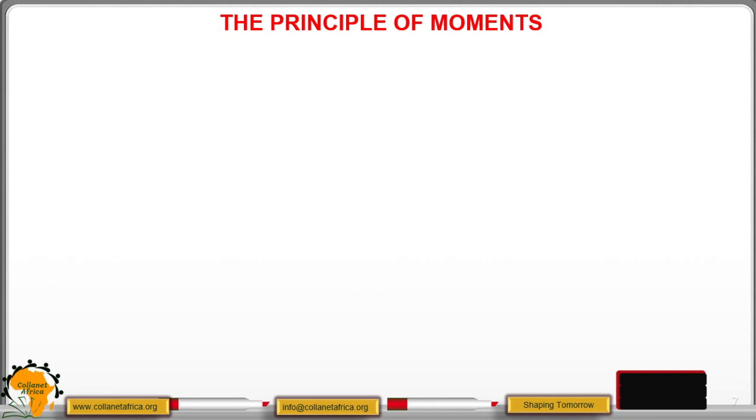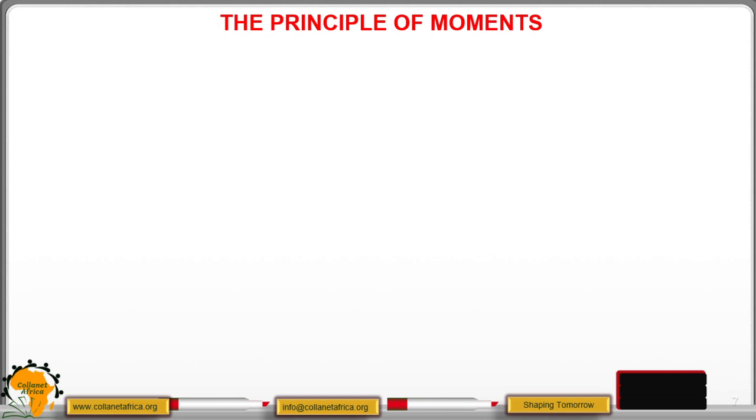And in our first lesson, we learned about the moments of a force. We also learned about the factors affecting the moment of a force. And also we looked at the activities where the force produces the turning effect.